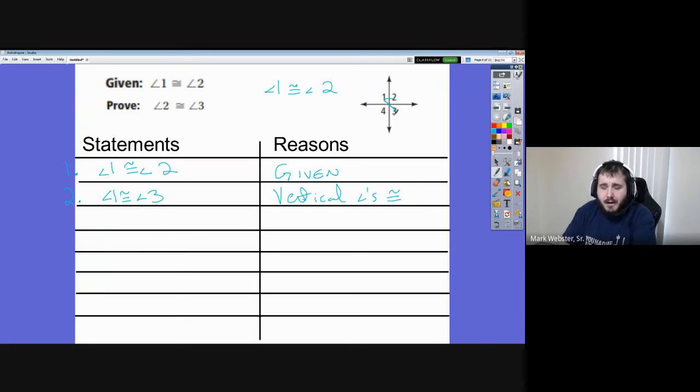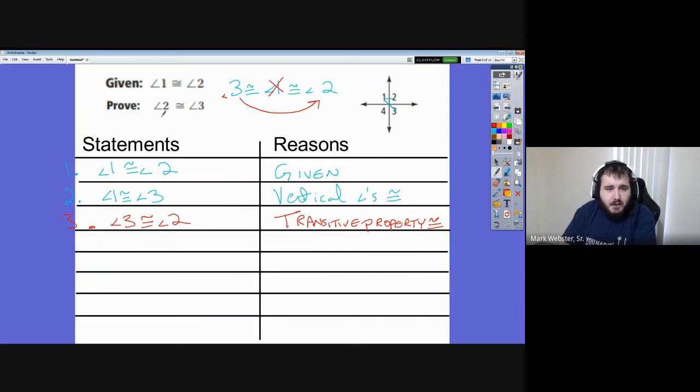And now look, angle 3 is congruent to angle 1, and angle 1 is congruent to angle 2. So let me make my little train car. Right? I've got this train car now. I don't need angle 1 anymore. I can use the transitive property to skip over, and its congruence because these are congruent.